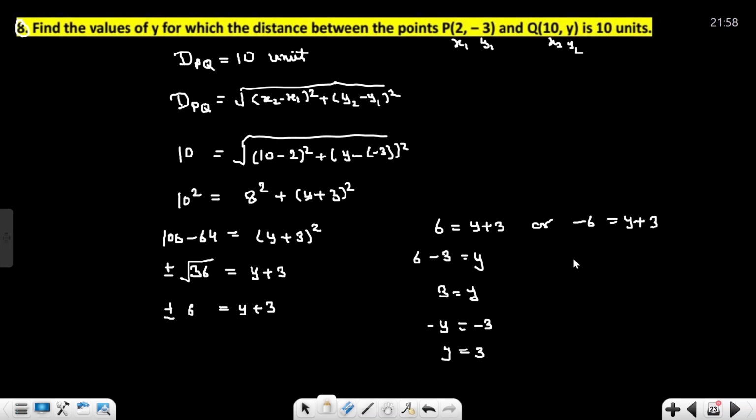Similarly here, minus 6: change the side of the 3, minus 3 is equal to y. Both are negative, so add the terms: negative 9 is equal to y. The y value is minus 9 and the y value is 3. Two values. Coordinate value can be negative or positive, but distance is always a positive value.